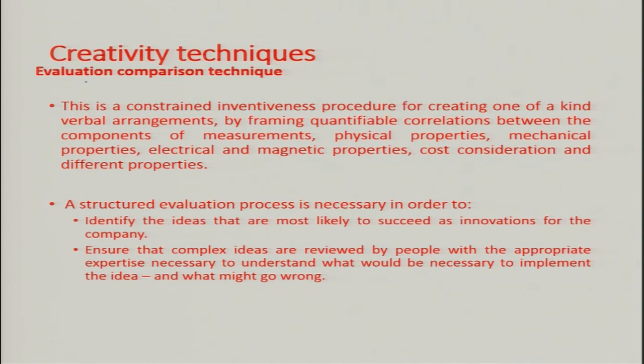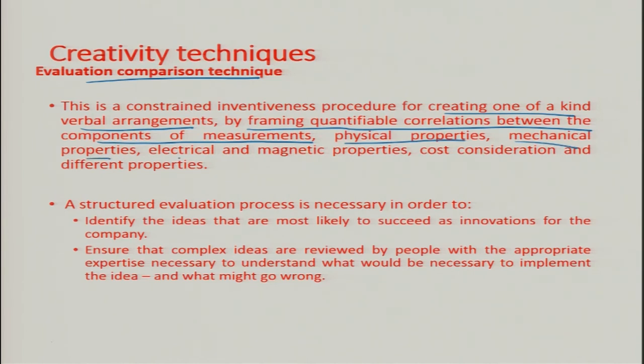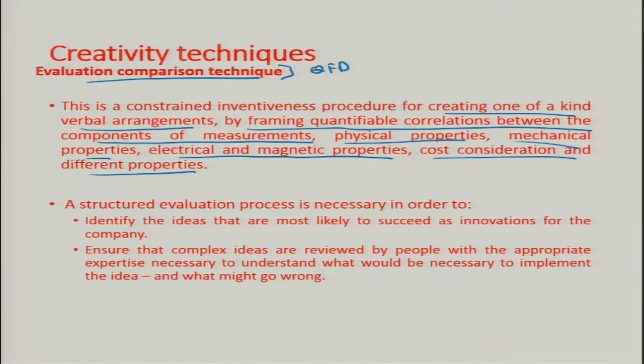Next is evaluation comparison technique. This is a constrained inventiveness procedure for creating one kind of verbal arrangements by framing quantifiable correlations between the components of the measurements, physical properties, mechanical properties, electrical and magnetic properties, cost consideration and different properties. This is akin to the numerical comparison that we saw in our value engineering process, value engineering function phase. But there is an add-on in here. While we do comparison, we also think of new ideas. We will do QFD in this week only.